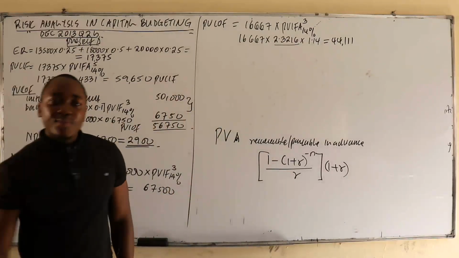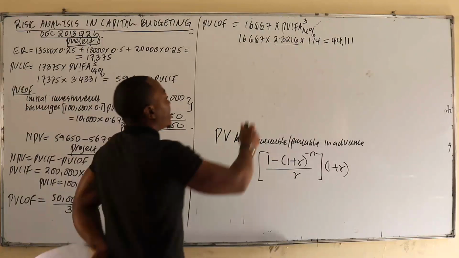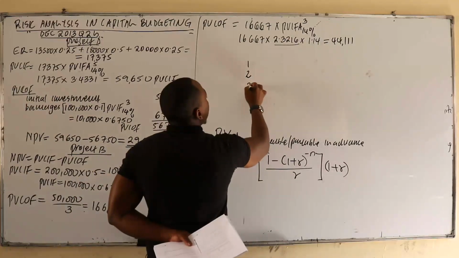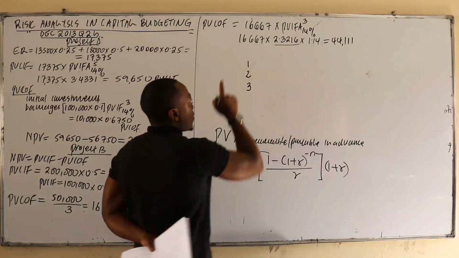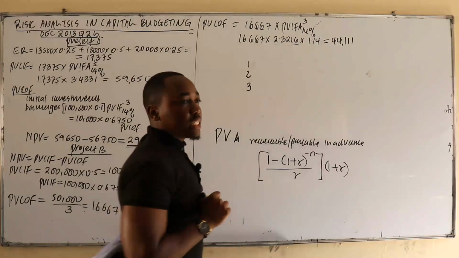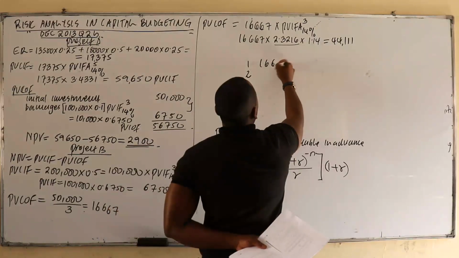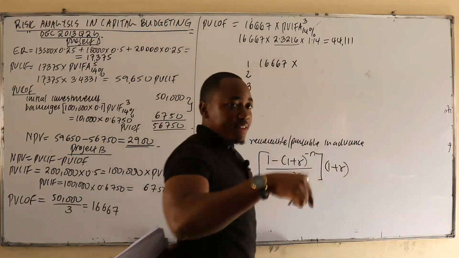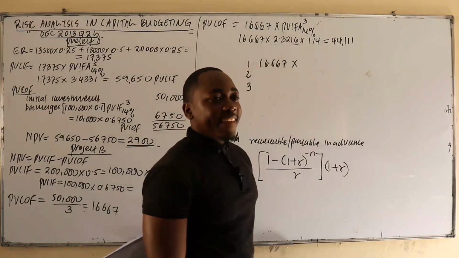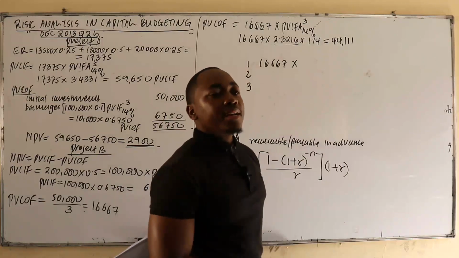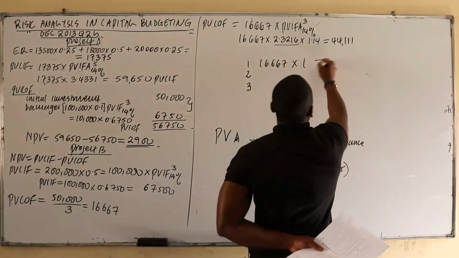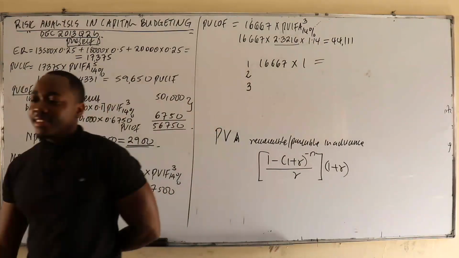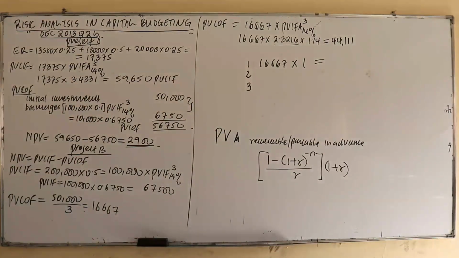Or alternatively, year 1, year 2, year 3. How much are you investing at the beginning of year 1? 16,667. Now we discount. We're investing now. How much is the present value now? That's year 0, right? At year 0, it's always 1. Are you together? Now you know, you didn't know.